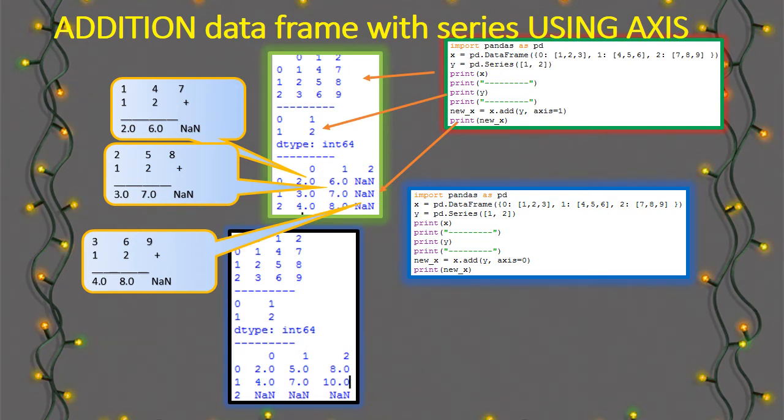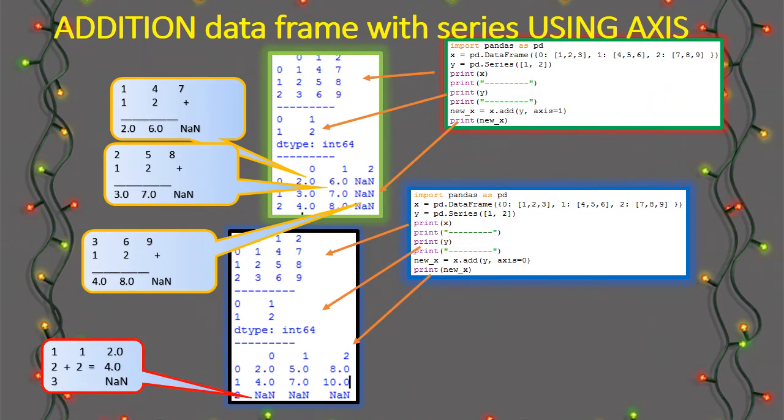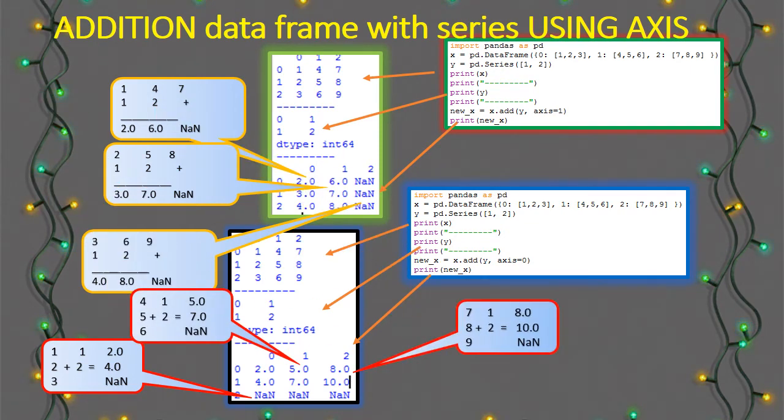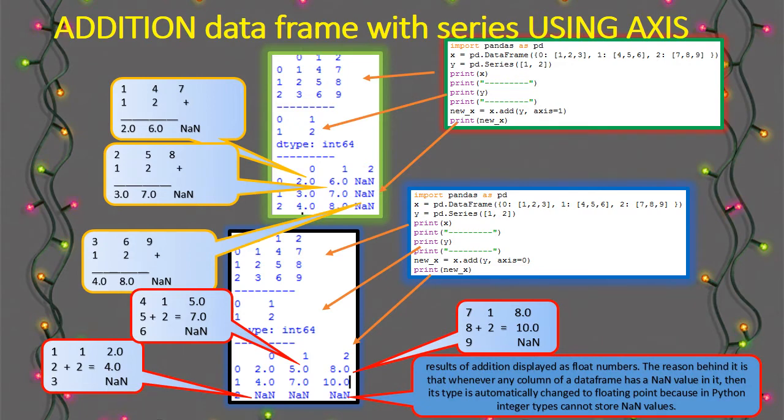The next example is axis equal to 0, that is, the series will be added column-wise with the data frame x. The first one, 1 2 3, the 0th column, is added with 1 2, so 1 plus 1 is 2, 2 plus 2 is 4, but for 3 there is no value to add, so it returns NaN. Likewise the first column and second column also return the result. The result will be in floating numbers, because if any row or column contains NaN, then automatically the values will be displayed in floating format.